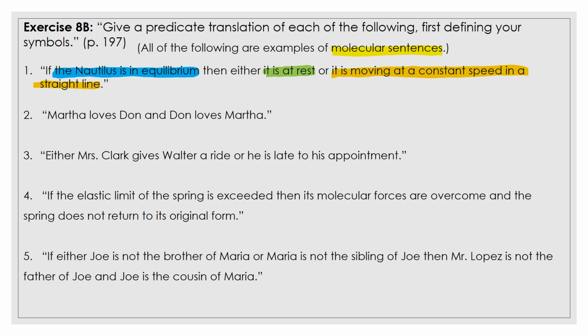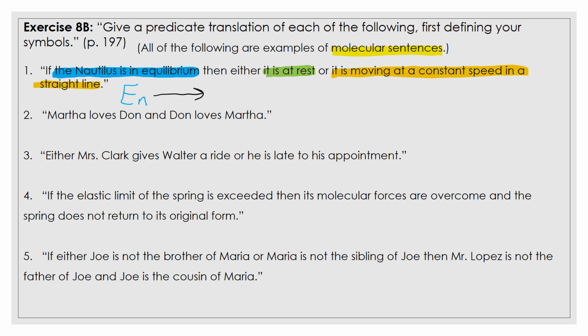In terms of the first atomic sentence, the natalist is in equilibrium. In equilibrium is the predicate, so we'll give this a capital E. The term, the subject, is the natalist, so lowercase n. We have our conditional, so we need our arrow.